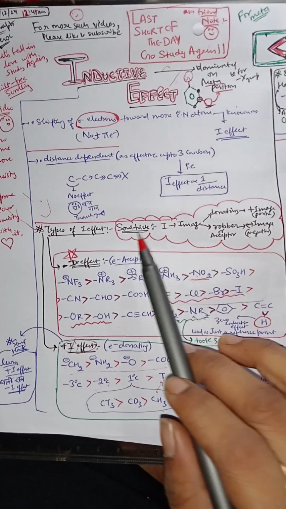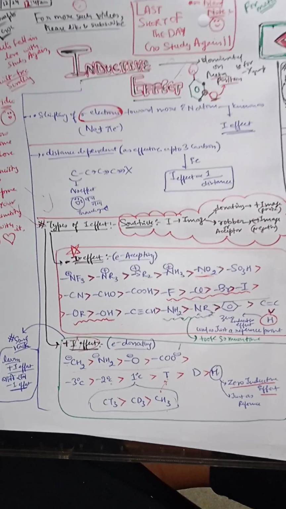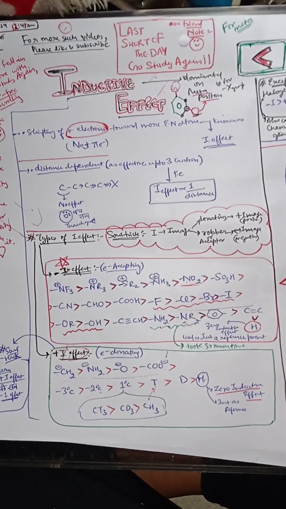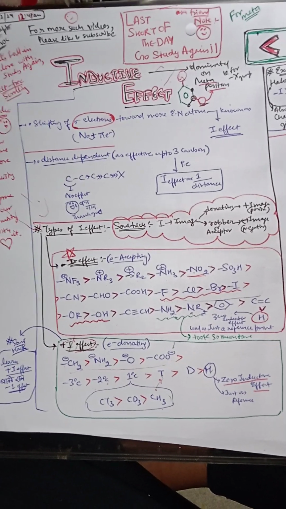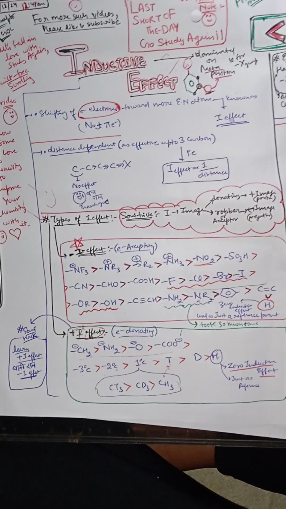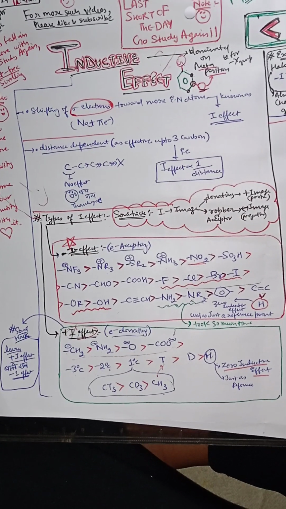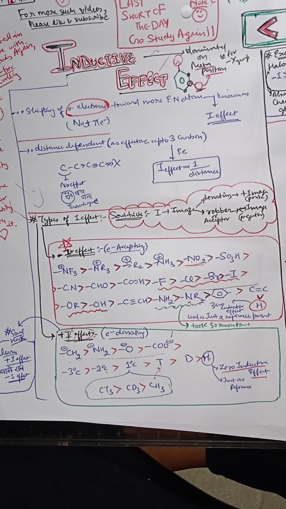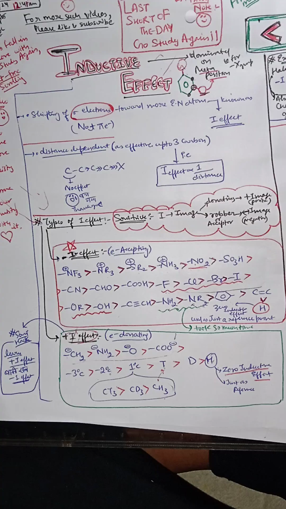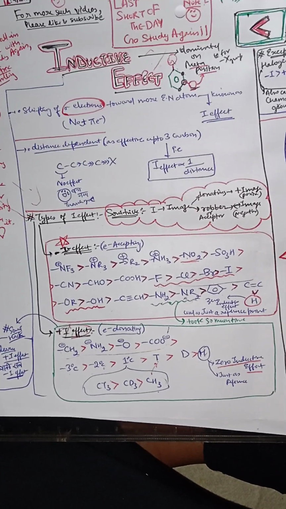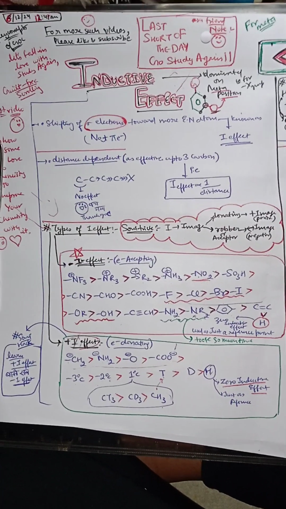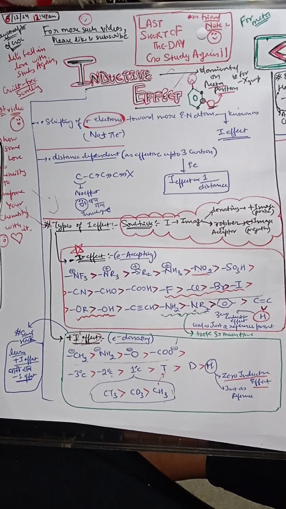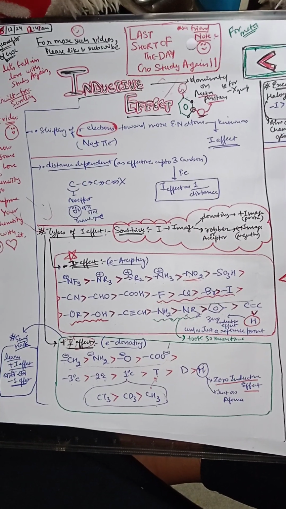Here is my personal trick which you can use to remember what is plus I effect and what is minus I effect. See the I as image. If a person donates something, the image created in society is positive. And if a person takes away or accepts something from anyone, the image formed in society is negative. That is my minus I effect. So just like that, plus I effect is when the group donates its electrons to the carbon chain, while in minus I effect, the group takes away the electrons from the carbon chain.